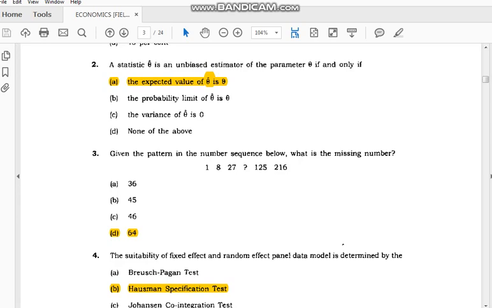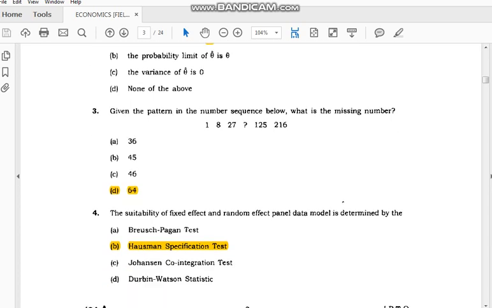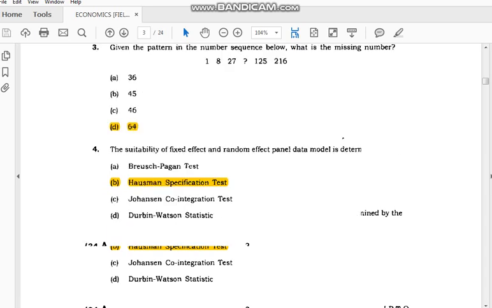number sequence given here, and we have to find out the missing number. Here 1, 8, 27, 125, 216, and here we have to find out the cubes of the first 5 numbers: 1 cube is 1, 2 cube is 8, 3 cube is 27, 4 cube is 64, and 5 cube is 125, and so on. So the answer will be D here.